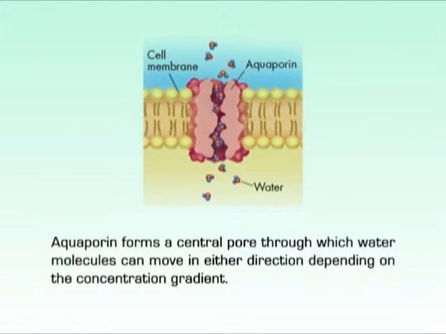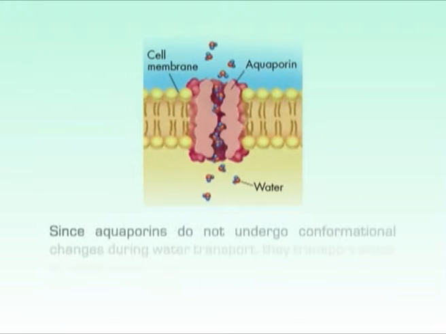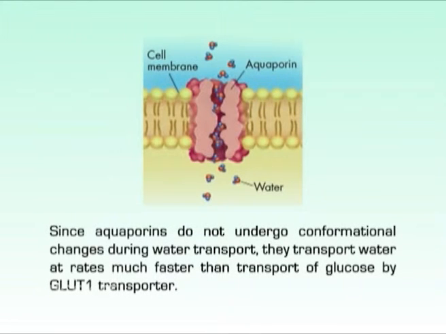Aquaporin forms a central pore through which water molecules can move in either direction depending on the concentration gradient. Since aquaporins do not undergo any conformational changes during water transport, they transport water at rates much faster than transport of glucose by the GLUT1 transporter.